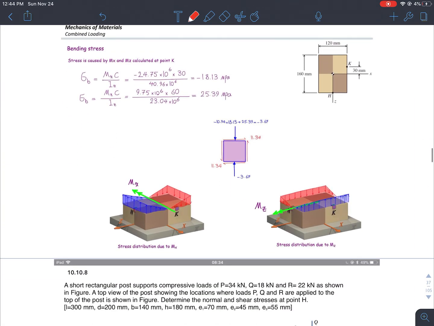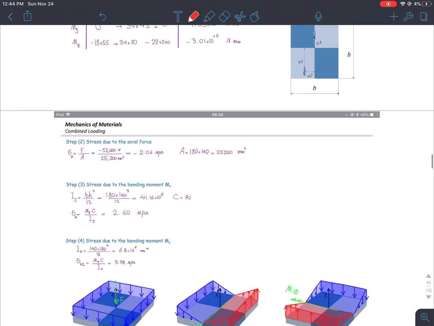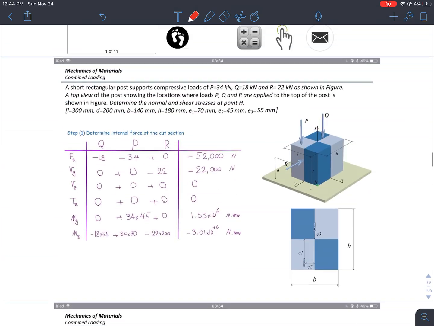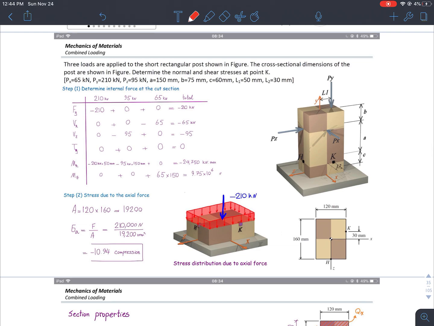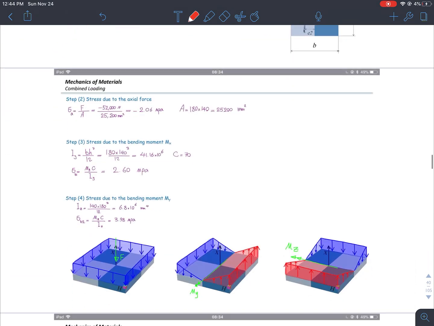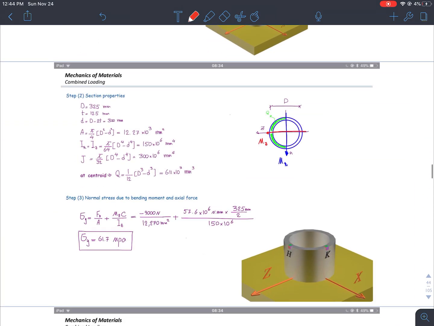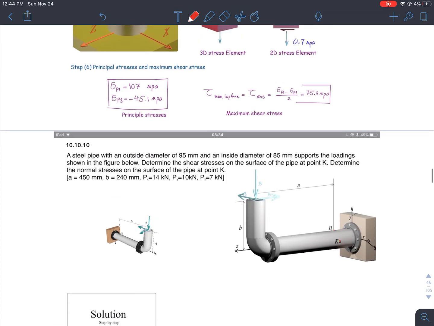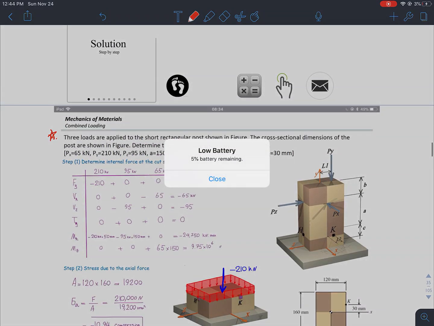I'm going to end up here because I just went through the basic concept of the combined loading. I will talk about this part of the problem right here in the next review, and also an exam problem from a previous exam. All right. So I see you.